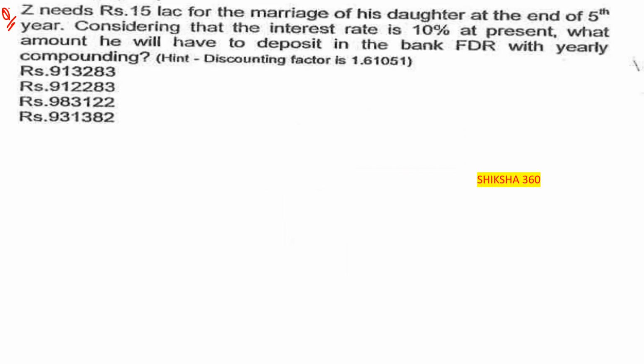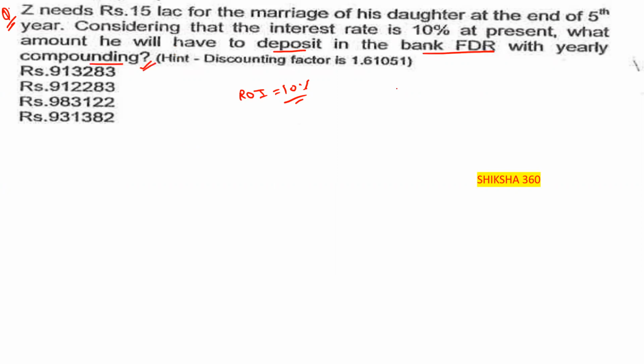So here they are saying that Z needs 15 lakh for the marriage of his daughter at the end of 5th year. Considering that the rate of interest is 10% at present, what amount will he have to deposit in the bank FDR with yearly compounding?